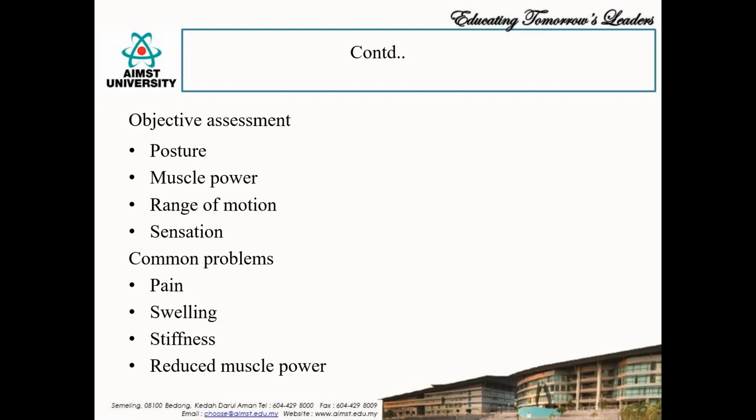Then range of motion, just upper limb and lower limb. You can ask them to do it and do a visual analysis of range of motion. If you find there is definitely a reduction, then you can go and check with the goniometer. Otherwise, you can just visually see how their range of motion is. Then sensation: you have to do a sensory test according to the dermatome levels, and compare both sides. Check for any abnormality. I will go into posture in detail later. The common problems they may have are pain, swelling, stiffness, and reduced muscle power. These are the common problems the mother will have.